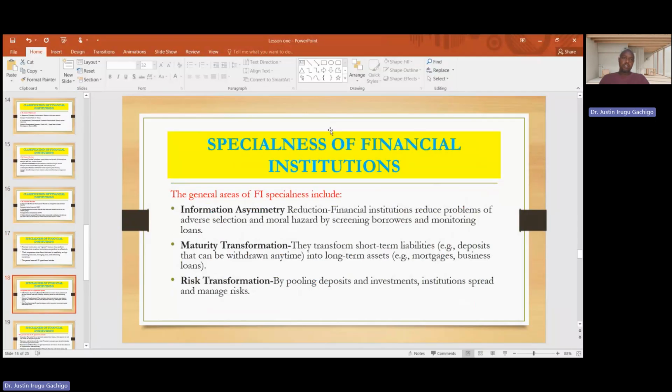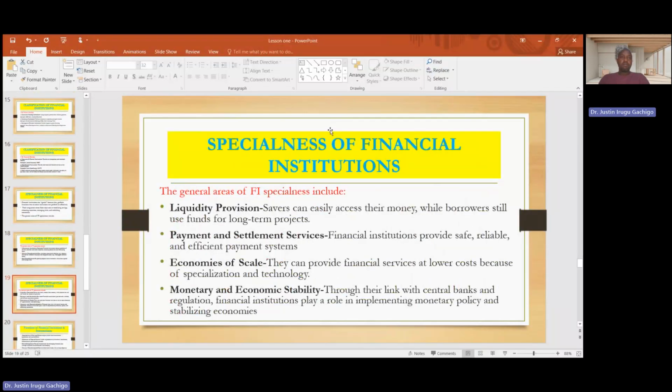Then the other one is maturity transformation. That is the ability to convert short-term liabilities, that is the deposits that we normally give, which can be withdrawn anytime, into long-term assets. These long-term assets are mortgages and business loans. Then we have risk transformation. By pooling deposits and investments, institutions spread and manage risk.